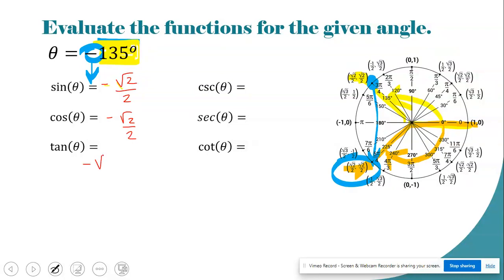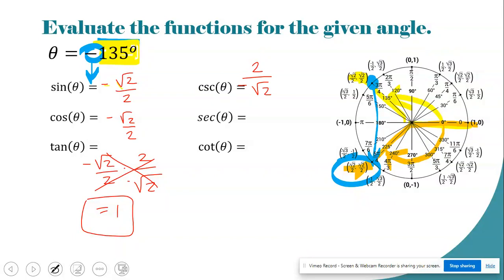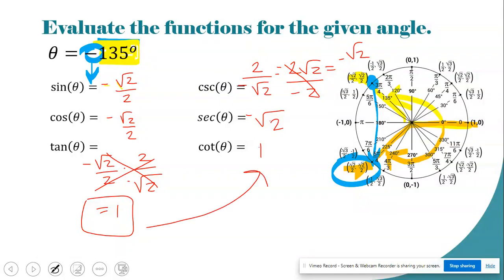So tangent, I'm going to have negative root 2 over 2 times the reciprocal. You can see how those are both going to cancel out and give you 1. And now we can do our reciprocals. 2 over negative square root 2. That's going to give you 2 square root 2 over negative 2 or negative square root of 2. Since they were the exact same coordinate for sine and cosine, secant works out to be the same. It's just the negative square root of 2. And cotangent works out to being 1 because the reciprocal of 1 is just 1.